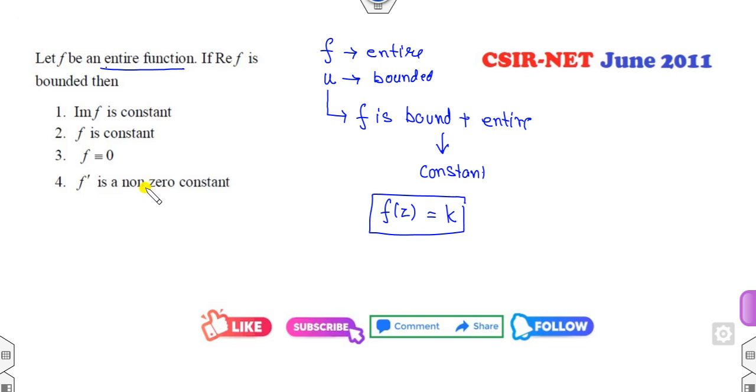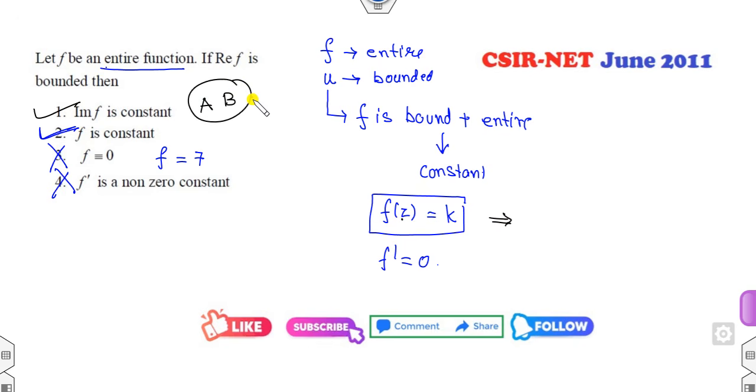F dash is a non-zero constant? F dash is always 0. F is equal to 0? That's wrong, because f is a constant, it can be 7. F is a constant. Imaginary part of f is a constant? Yes, because if f is a constant, the imaginary component is also a constant. So A and B are the right answers.